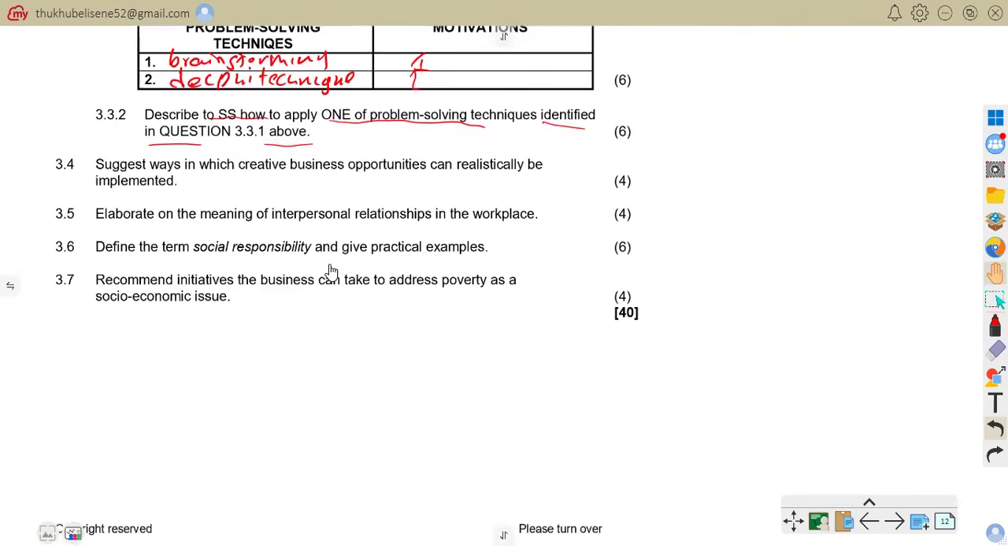So now we are on 3.4. Suggest ways in which creative business opportunities can realistically be implemented.